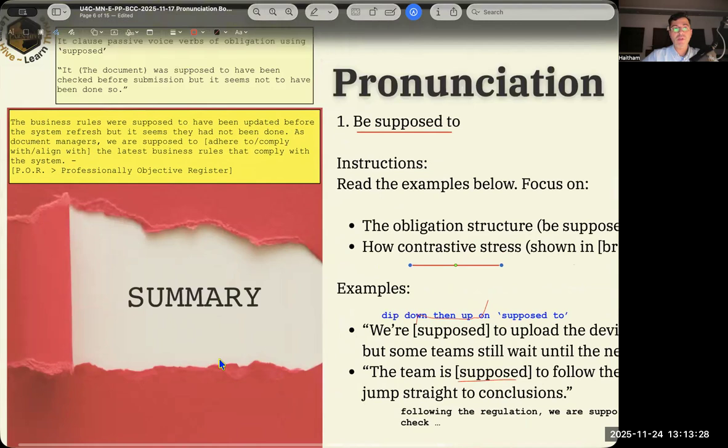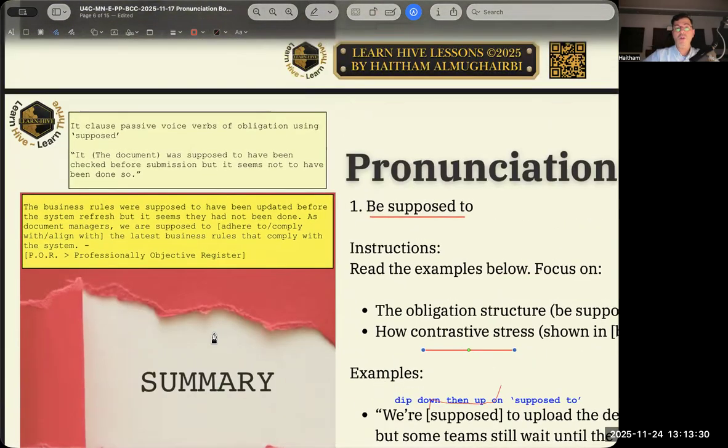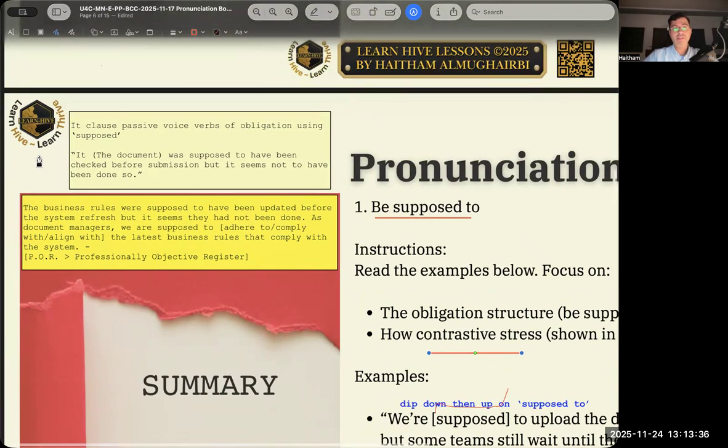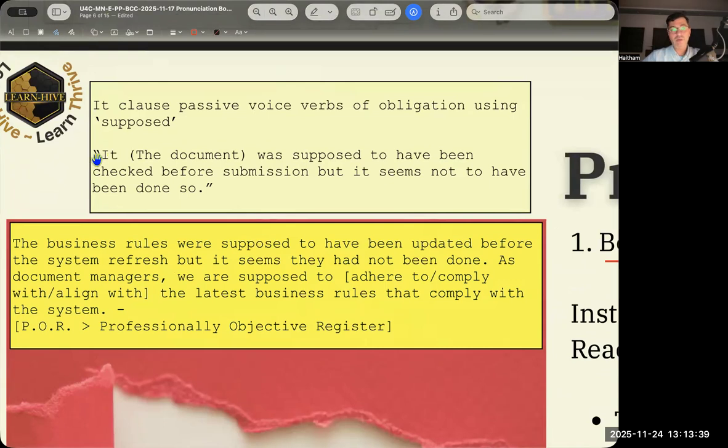Now, we also discussed the second thing: it clauses with a passive voice with verbs of obligation using supposed to. So the example that I wanted to show you when we discussed together in the class is the "it" or the "document." For example, the document was supposed to, or it was supposed to. I'll go with "it" first.